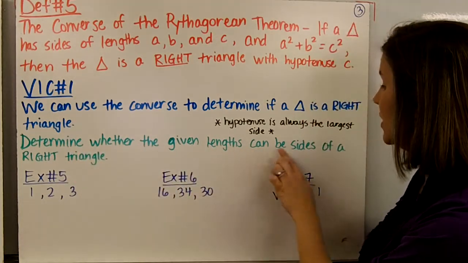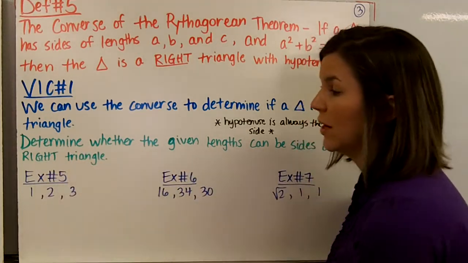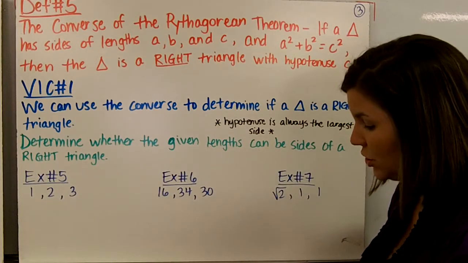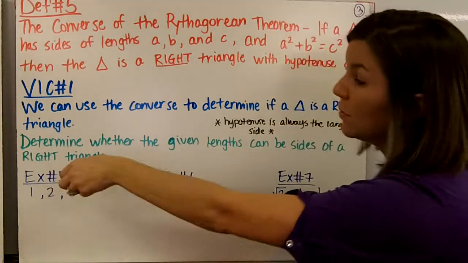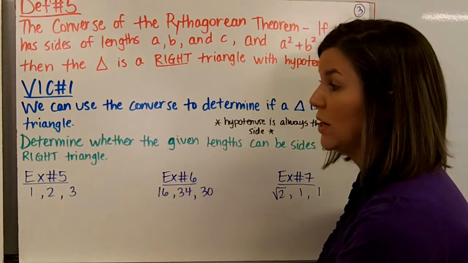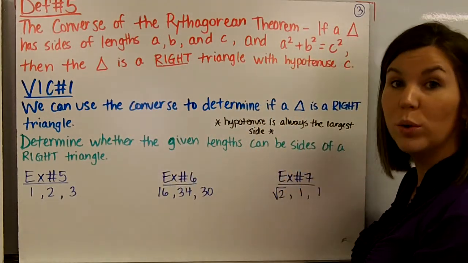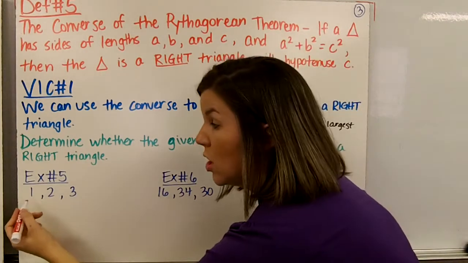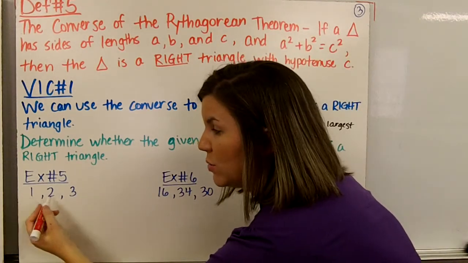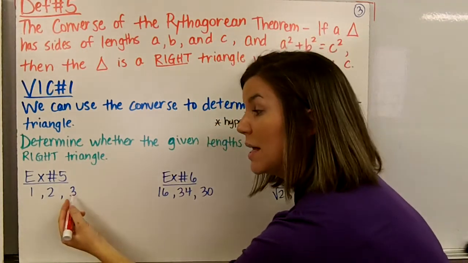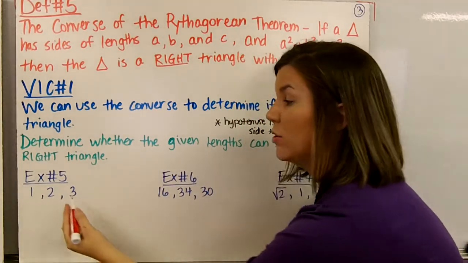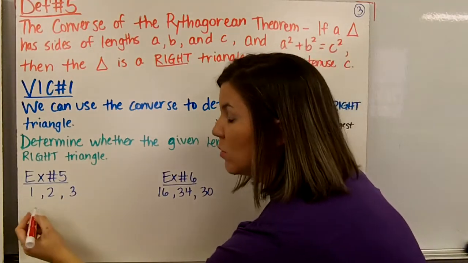Determine whether the given lengths can be sides of a right triangle. So here I have 1, 2, and 3. Now, if these are sides of the right triangle, then A squared plus B squared equals C squared will be true. It doesn't matter which one you call A and B, as long as C is the hypotenuse. So 3 is the biggest, so C is going to be 3.